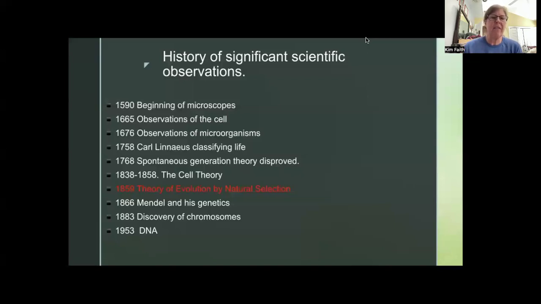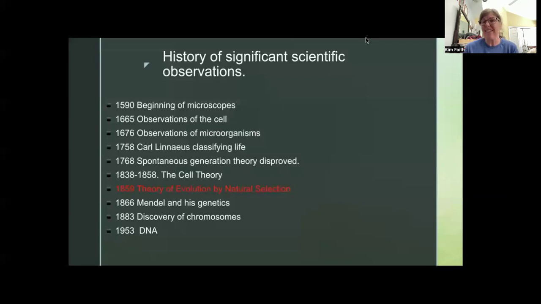And then in 1676, we started seeing microorganisms. We had a man named Van Leeuwenhoek, and he looked at pond water and found all kinds of creepy crawlies that we couldn't see with our eyes in that water. There's Carl Linnaeus with classifying life.